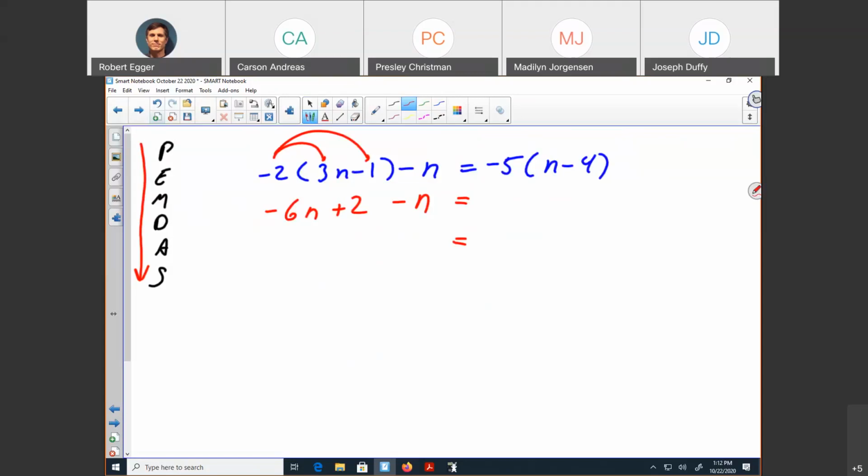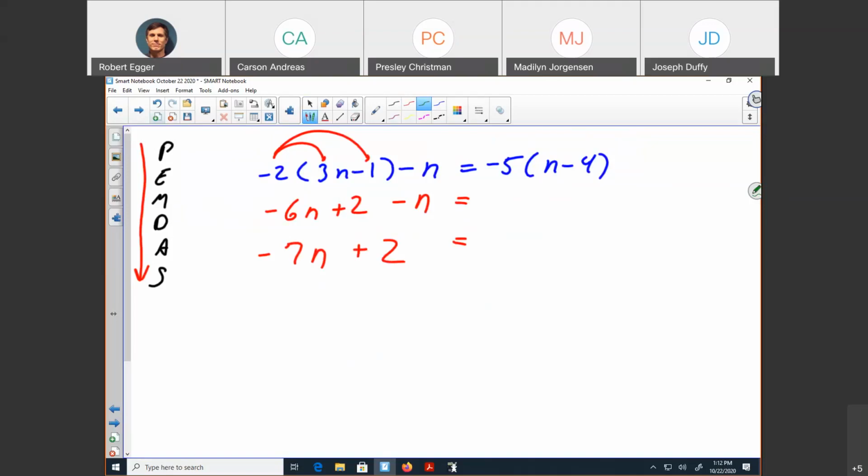N's will play with other n's. X's play with x's. Y's play with y's. Constants play with constants. So I dug down 6 feet in the hole. I dig down another foot. So how many feet down would I be? Well, both are going in the same direction. Both are going negative. So minus 6 minus 1. Well, minus 7n plus 2 then. And now with the n and the constants, that's as far as we can go.